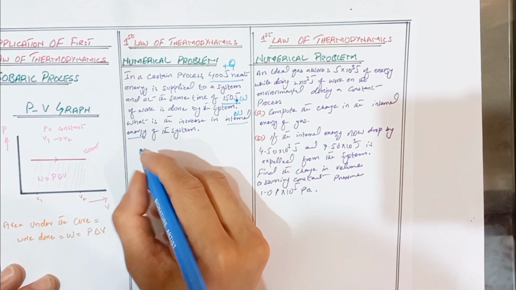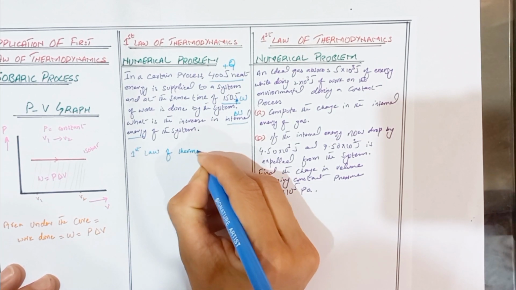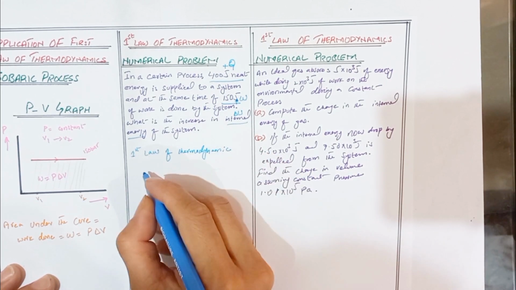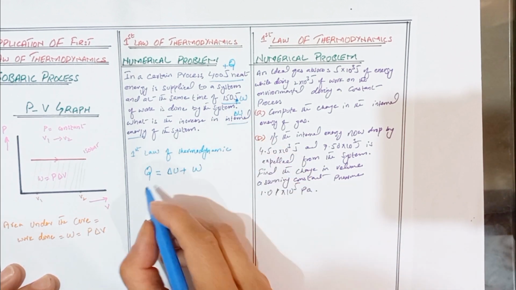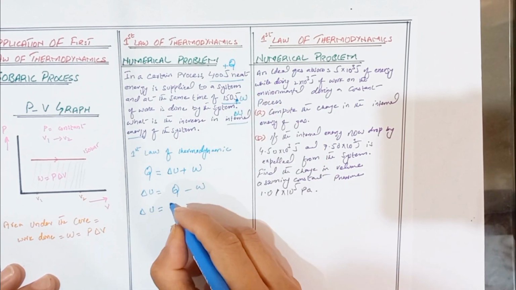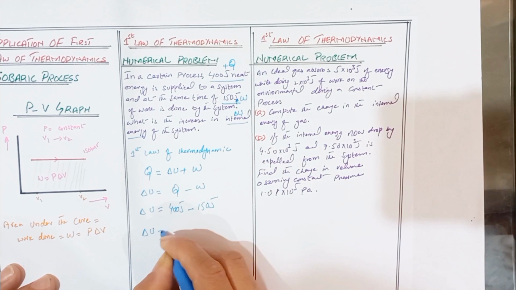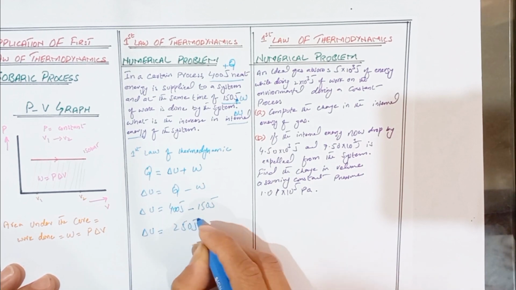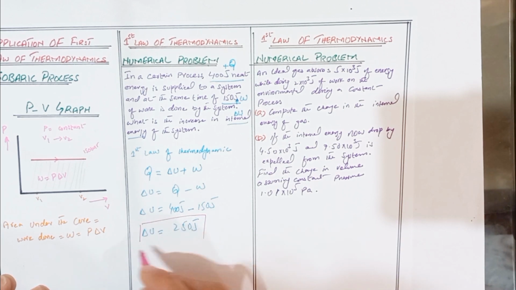Here we know the first law of thermodynamics: Q is equal to ΔU plus W. Here we find ΔU, which is Q minus W. Q is given as 400 joule minus work done is given as 150 joule. So the change in internal energy is equal to 250 joule. This is the internal energy that is increased when we supply the heat energy.